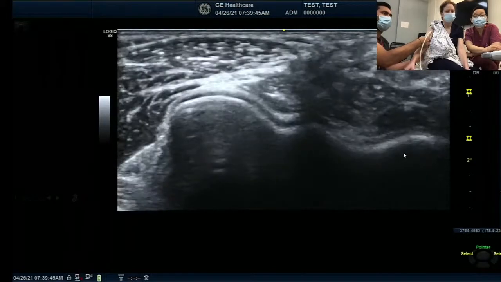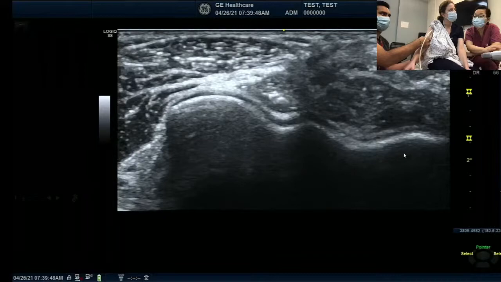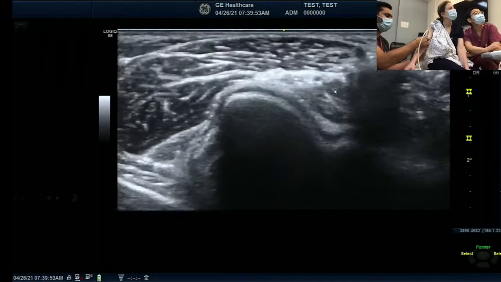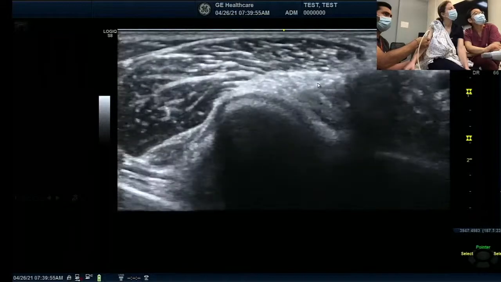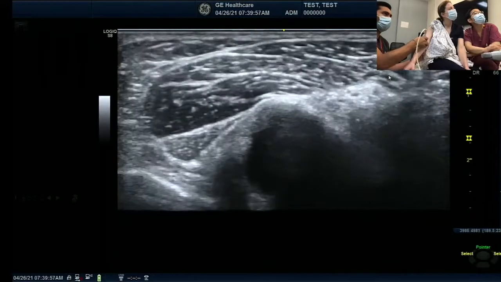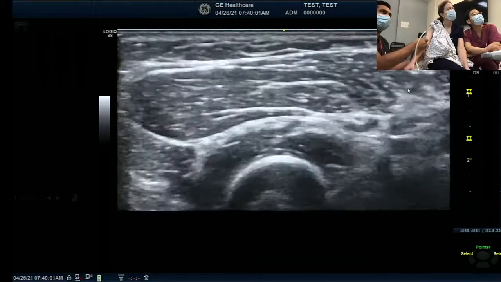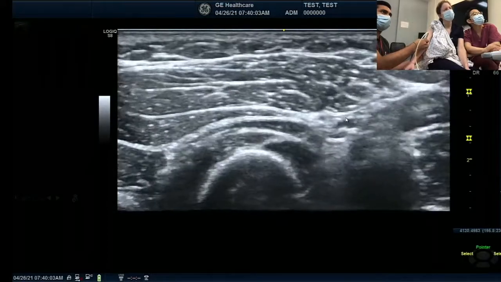Can you guys understand what we are talking about? Because you have to follow the brachioradialis direction, okay? Let's find out the superficial branch. Here, going, this is the brachioradialis. You have to follow the brachioradialis continuously.